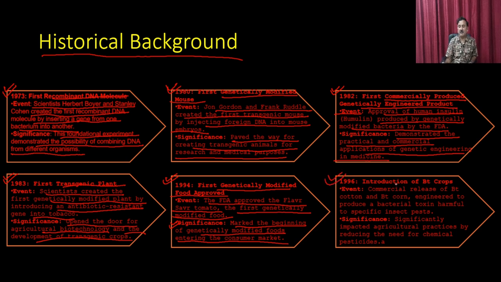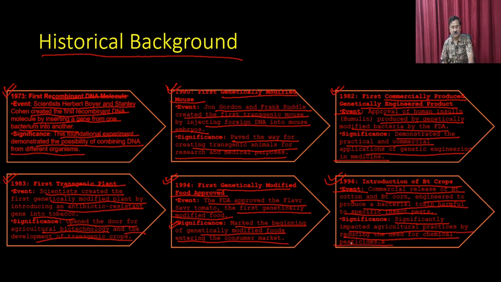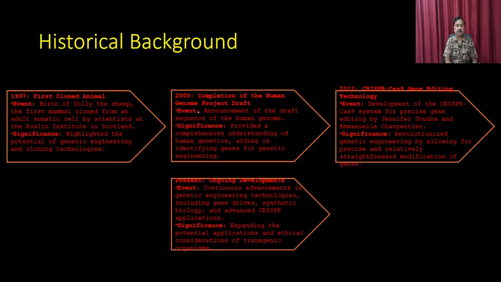Then in the year of 1996, there was an introduction of the Bt crop. So, the commercial release of Bt cotton and Bt corn, engineered to produce a bacterial toxin harmful to specialized insect pests. What is the significance? Significantly impacting agricultural practices by reducing the need for chemical fertilizers or chemical pesticides.